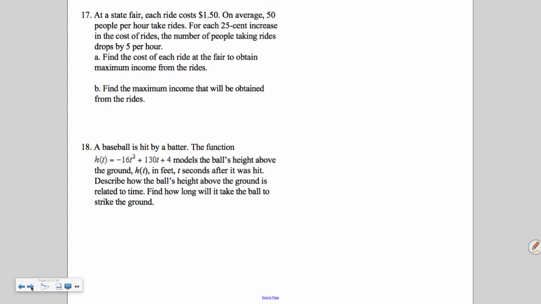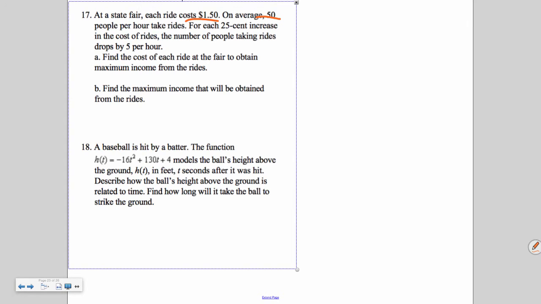For these next ones, you're kind of following the same procedure. In this case, you start with $1.50. On average, you're doing 50 people per hour. 25% increase, and you lose 5 people per hour. So you have to actually create 2 equations, or 2 parentheses. So you start with $1.50, but now I'm increasing it 25 cents every time. But based on that, I start with 50 people, and then I subtract every time I change it.